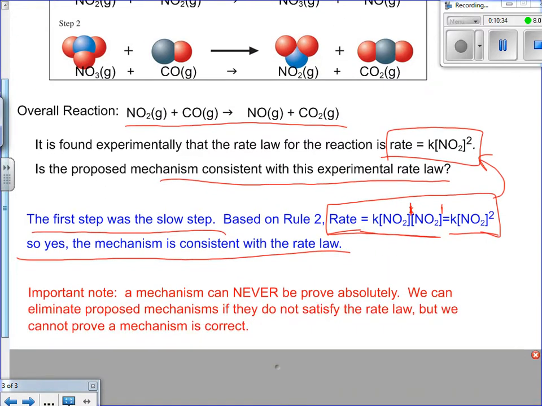Very important point here now, though. Caveat. We cannot prove that the mechanism that we've proposed is correct. We just can't prove it at all. We have shown that the mechanism is consistent with the reaction and the rate law, but we have not proved it's correct. What we can do is eliminate proposed mechanisms if they don't satisfy the rate law.